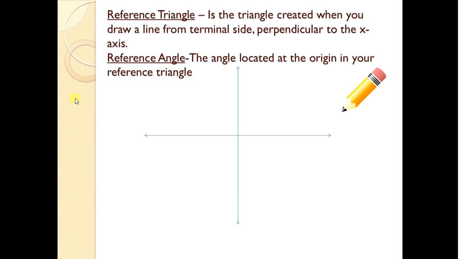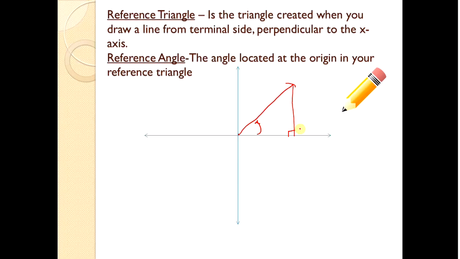angles. So a reference triangle is a triangle created when you draw a line from the terminal side of an angle perpendicular to the x-axis. So what this looks like: let's say I draw a 45-degree angle right here. Normally you would sweep that out, that's kind of what we were doing yesterday. Then, to make a triangle, you take from this angle and drop it down to the x-axis to make a right triangle.